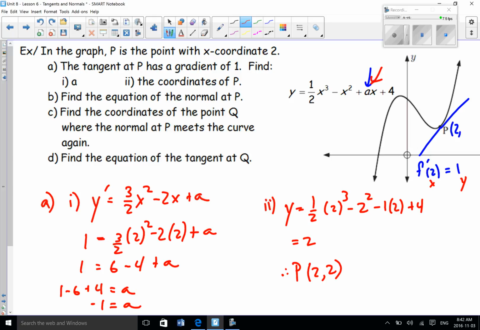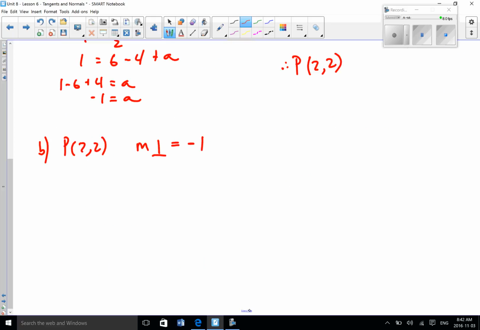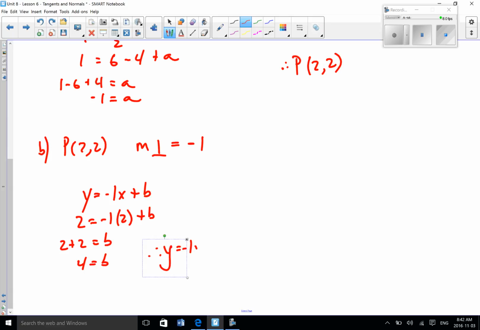Okay. Part B, find the equation of the normal at P. Well, the normal goes through P, which we know is 2, 2, at a perpendicular. Well, we were told that the tangent has a slope of 1. So the perpendicular, the normal, will have a slope of the opposite, negative 1. Using those two things, we can find our equation of our normal. So 2 for y, 2 for x, solve for b. We've got 2 plus 2 is b. b is 4. So y equals negative 1x plus 4.